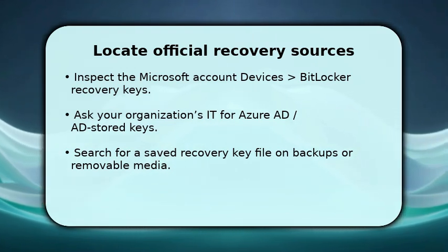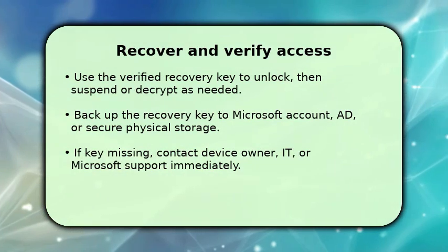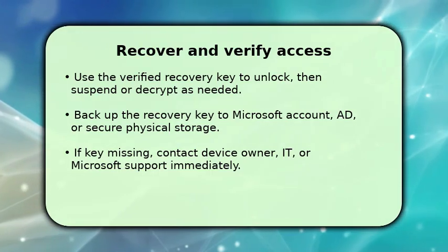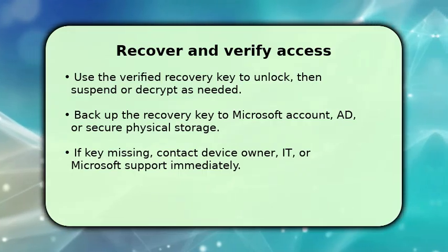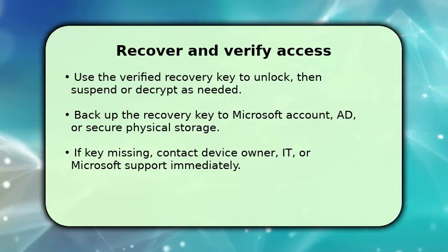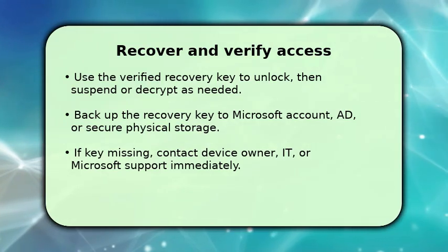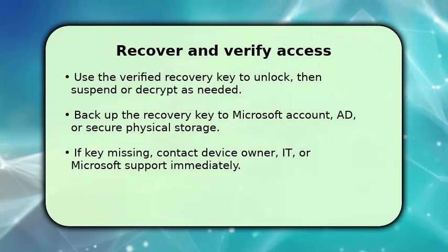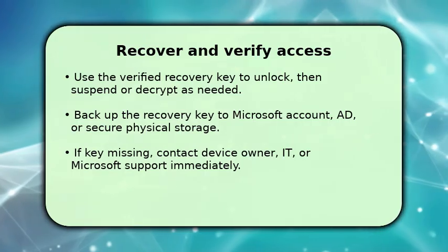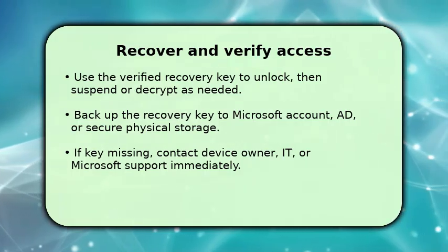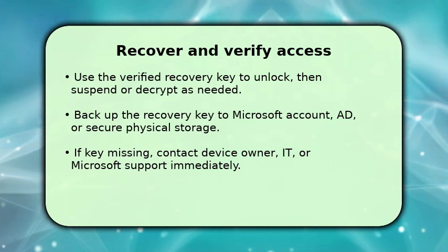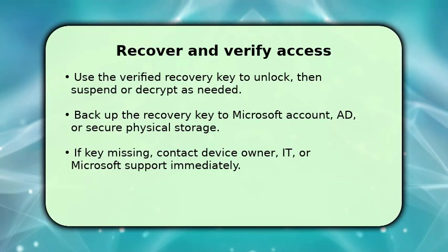When you have a verified recovery key from an authorized source, use the system's built-in BitLocker recovery prompt to enter the key and restore access. Once unlocked, suspend BitLocker or decrypt only after confirming files and backups. Immediately back up the recovery key to a Microsoft account, Azure/AD, and a secure physical location so you don't repeat this. If you cannot locate an authorized key, stop and contact the device owner, your IT department, or official Microsoft support. Attempting to bypass encryption is unsafe and unsupported.